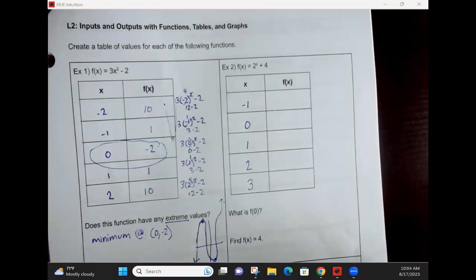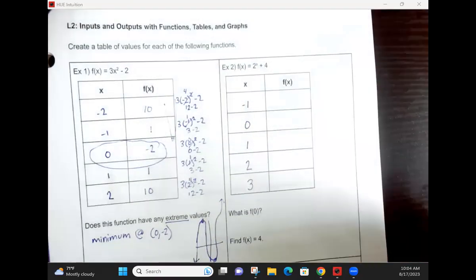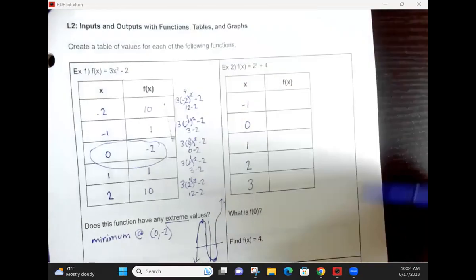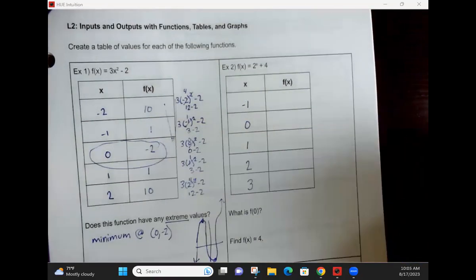I am selecting values that make my work to evaluate a little bit easier. That's why I didn't start with -2, because I didn't want to have to do multiple negative exponents, because I'm just not feeling it today. So now I'm going to go ahead and plug in those x values.